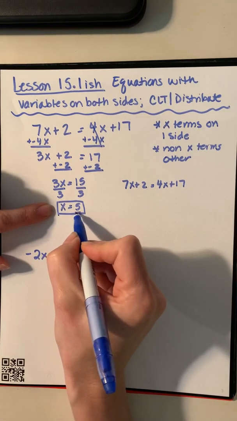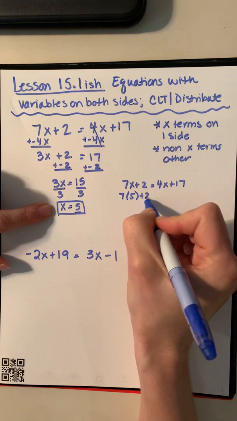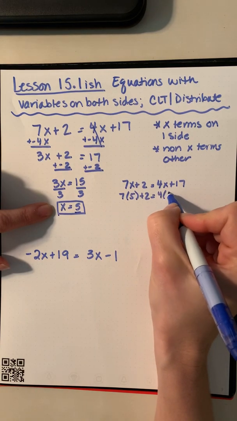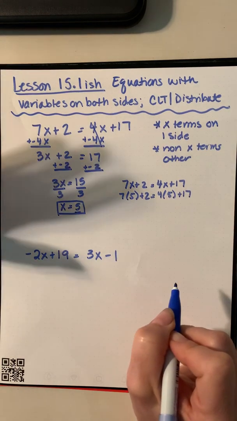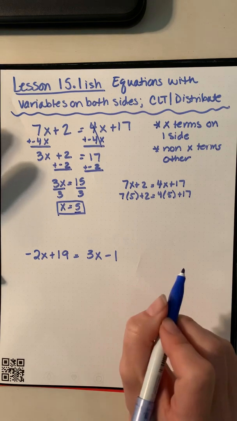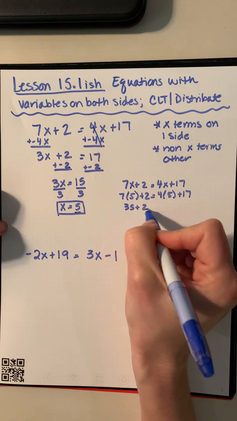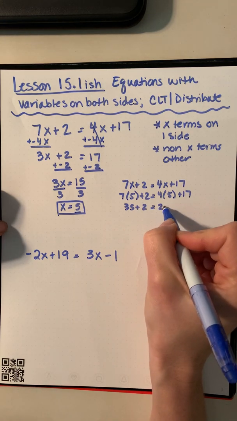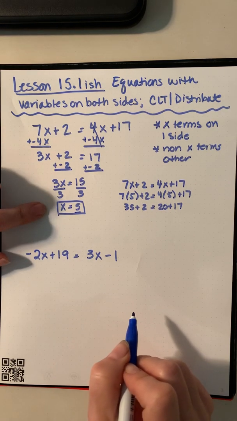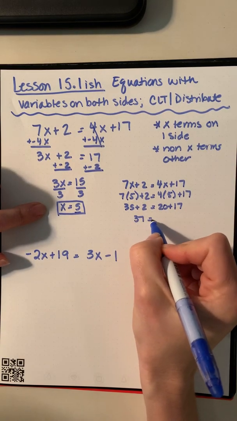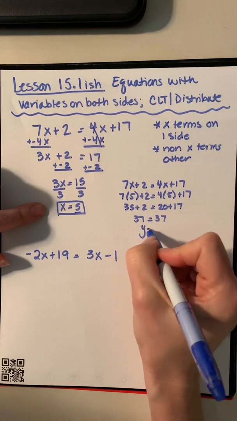Well, now I know that x is 5. So 7 times 5 plus 2 is equal to 4 times 5 plus 17. Then this just becomes simple basic calculation. We've done these since the beginning of the year. 7 times 5 is 35 plus 2. 4 times 5 is 20 plus 17. And if we've calculated correctly, then we should have that 37 equals 37, which it does. This is my y value.